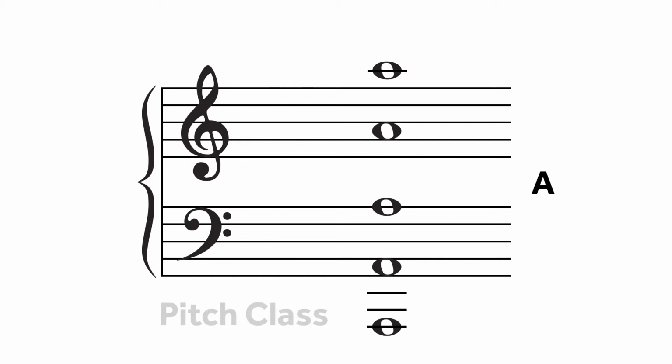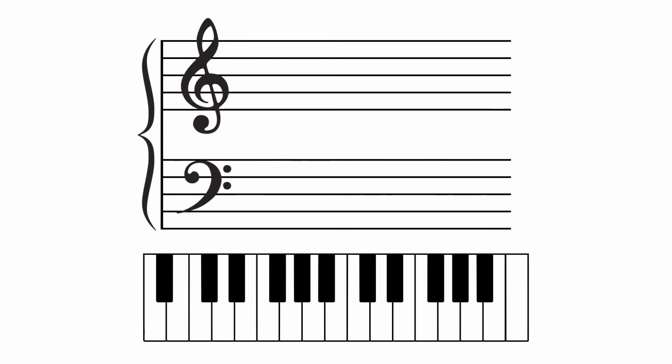The smallest distance between two notes is a half step, also known as a semitone, the distance between two adjacent pitches on the keyboard, for example, B to C or E to F.